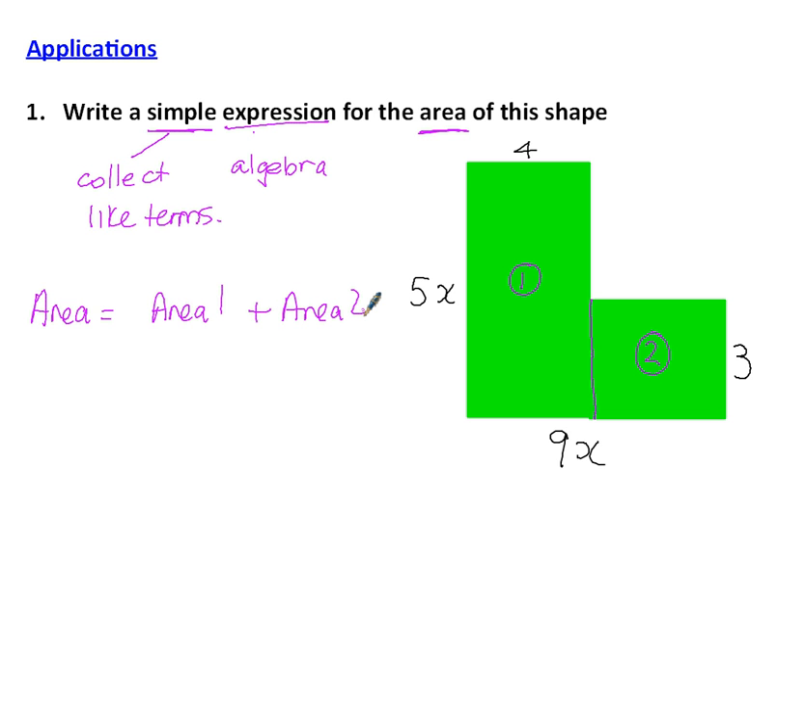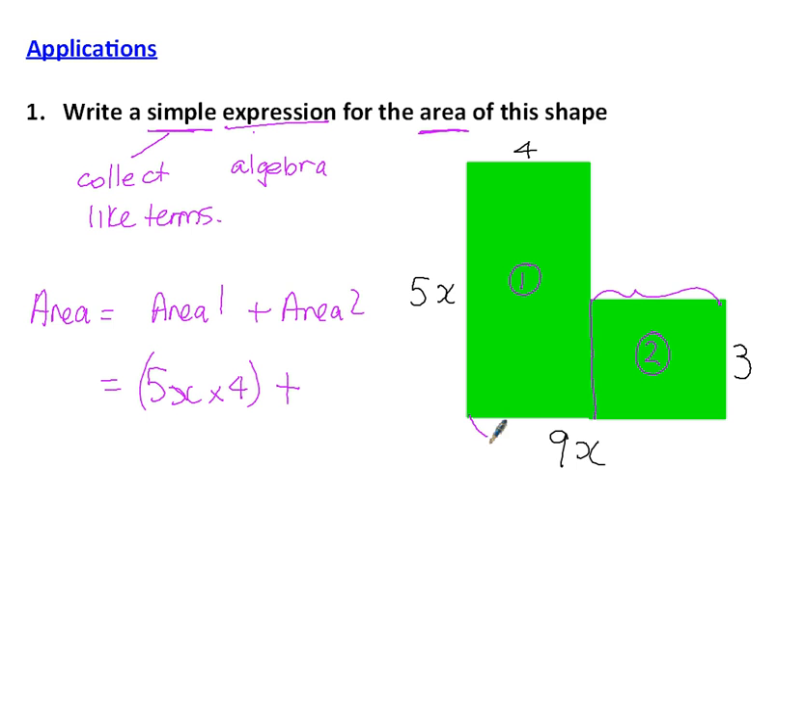Okay, so we've got to get the length and width of our rectangle. Well, area 1, that's nice and easy, isn't it? We've got 5x times 4. I'm going to write that down. Area 1, 5x times 4. Plus our area 2. Well, let's have a look. Length, width. Oh, we've got our width here, 3, but we haven't got this length here. We've got to figure out what that is.